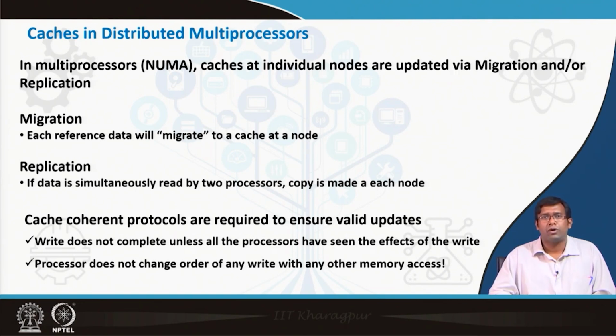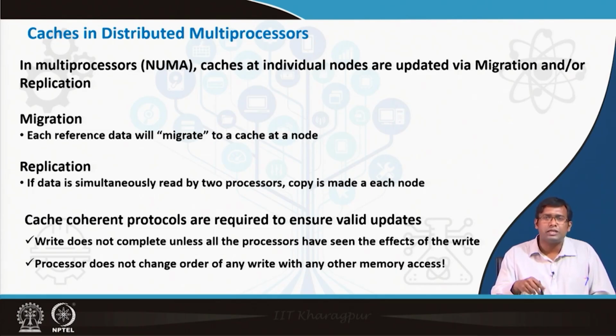Processors do not change the order of any write relative to any other memory access. So, if there is some order of writing some of the variables, first it will be done, then the other memory accesses, reading etc., can take place, and this also ensures cache coherency.